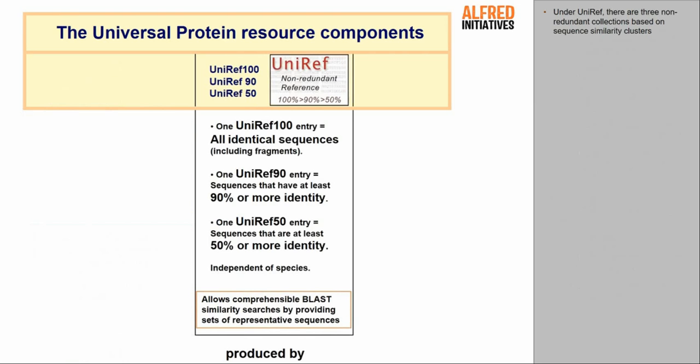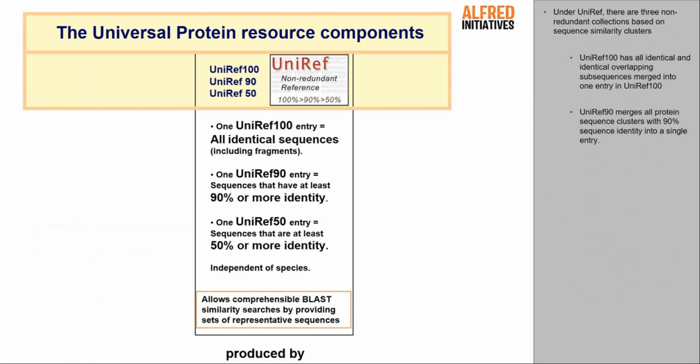Under the UniRef, there are three non-redundant collections based on sequence similarity clusters. The first one is UniRef100, which has all identical and identical overlapping subsequences merged into one entry in UniRef100. UniRef90 merges all protein sequence clusters with 90% sequence identity into a single entry. Meanwhile, under UniRef50, all sequence clusters with 50% sequence identity are merged into a single entry.